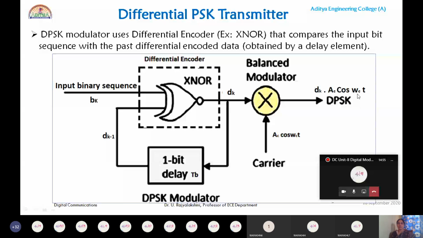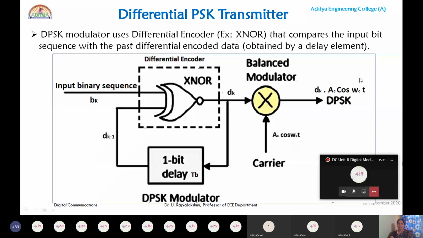What is the general form of BPSK signal? Binary phase shift keying, B of T into AC cos omega CT, where B of T is a bipolar signal, which is plus or minus 1. But our DK is unipolar. It has 1 when both the inputs are same, 0 when both the inputs are different. Both are multiplied to generate DK into AC cos omega CT. That is our DPSK signal.